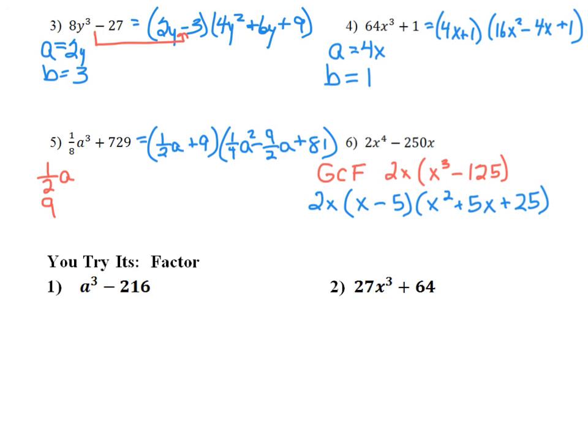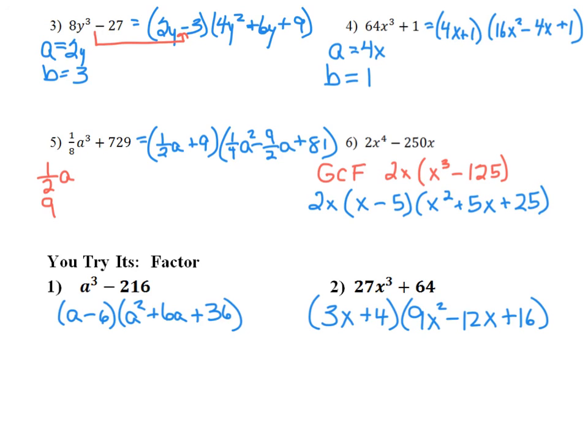It's completely factored. Now I'd like you to write down the you try it's and give them a try and then come back and check with my answers. So for you try it number 1, a cubed minus 216, I'm going to get the binomial a minus 6, and then the trinomial should be a squared plus 6a plus 36. To factor 27x cubed plus 64, that'll be 3x plus 4 times 9x squared minus 12x plus 16.